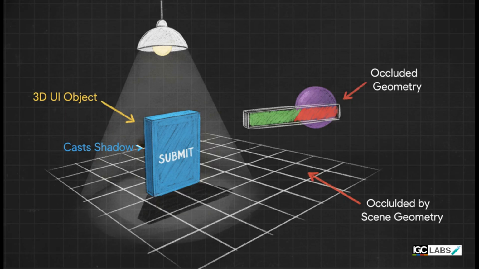That might just be a flat plane with a picture on it. A menu could be a few of those planes grouped together. And because they are real 3D objects, they get lit properly, they can cast shadows, and, this is key, they can be blocked by other objects, just like anything else in your world.